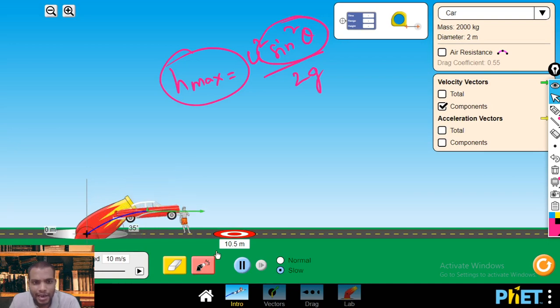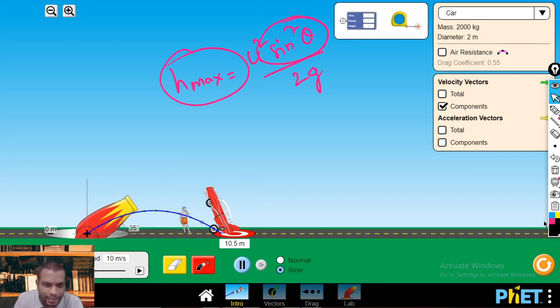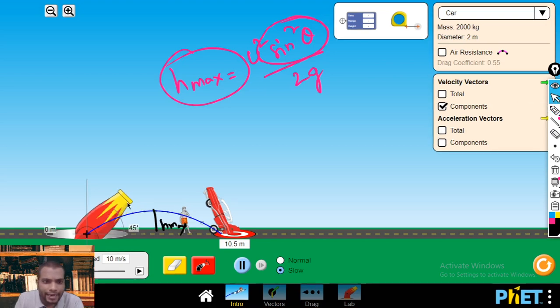suppose this is the angle of 35 degree. So the maximum height, I will draw a line here. Yeah, this is the maximum height, the H max. And if you change the angle again to 45 degree, now notice the maximum height means the vertical distance of the projectile. Here, the range and the maximum height.